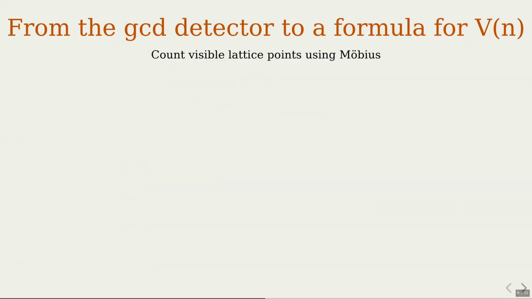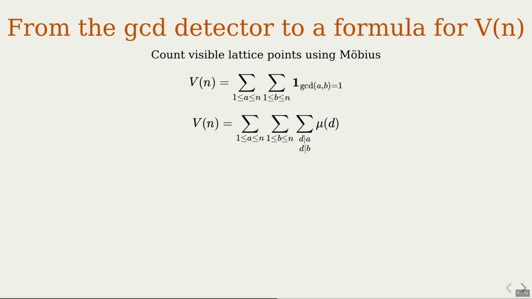From the GCD detector to a formula for v. Now we turn the definition of v of n directly into a sum. It is simply the number of pairs a, b between 1 and n for which the GCD is 1. So we write a double sum over that indicator function. Next, we plug in the Möbius formula for the GCD indicator, introducing a third sum over d. Then we rearrange the order of summation so that we first fix d and then look at all pairs a, b that are divisible by that d.